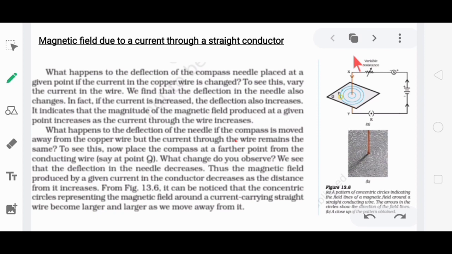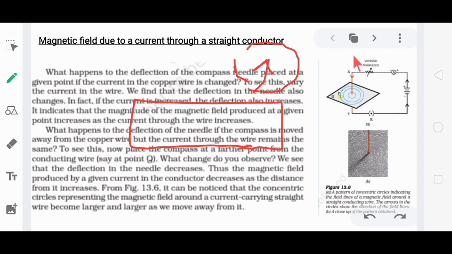The needle of a compass deflects when a magnetic field is available there. In the previous video we saw that when a compass comes near a magnet, its needle shows some deflection. Similarly, when a compass is brought near a current-carrying wire, it shows some deflection. It means a current-carrying wire has some magnetic field.